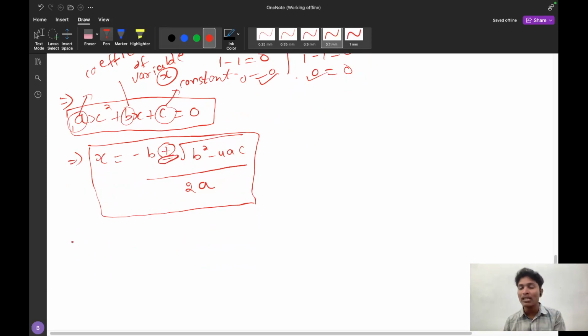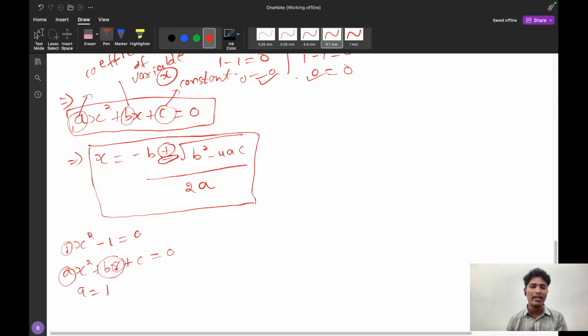Suppose I take the previous example, x square minus 1 equal to 0. If you want to find the roots of any quadratic equation, you just compare the equation with ax square plus bx plus c equal to 0. If I compare, I get a equal to 1, because the coefficient of x square is 1. And what is the coefficient of x? It is b, but there is no x term here. So I can write b equal to 0.